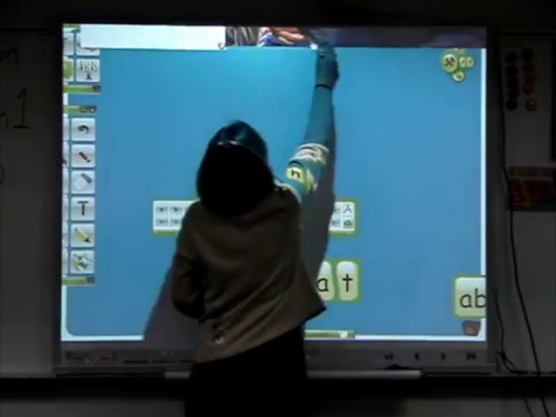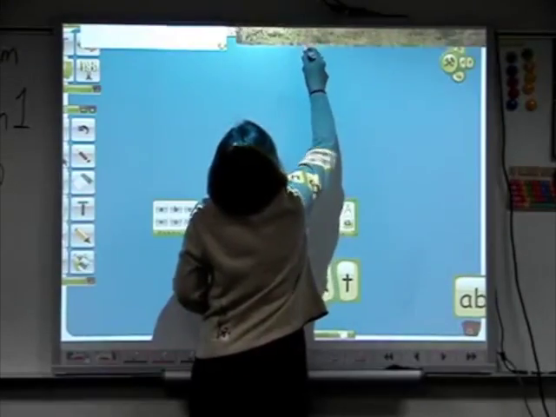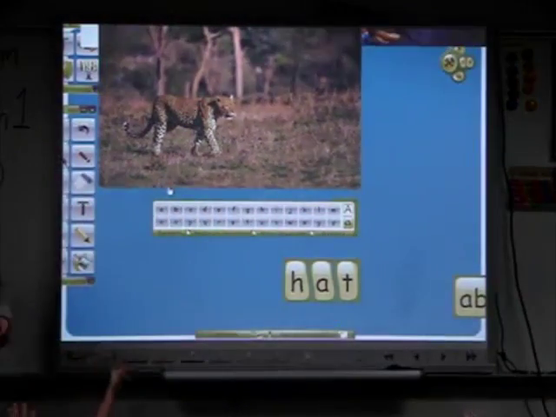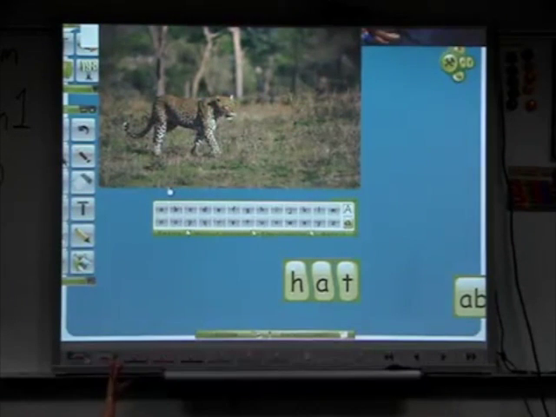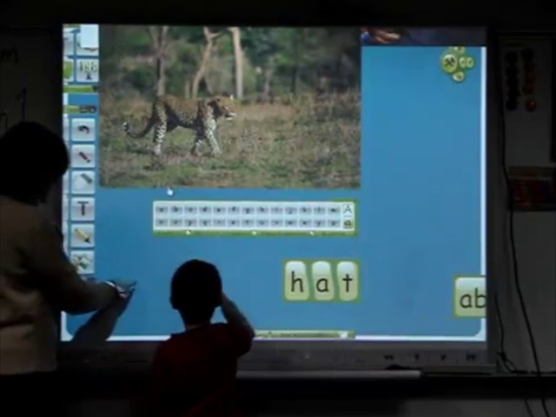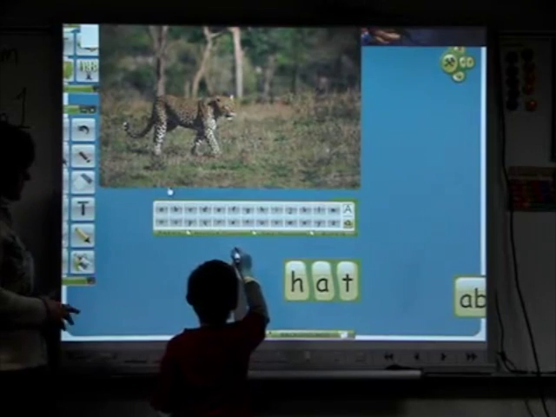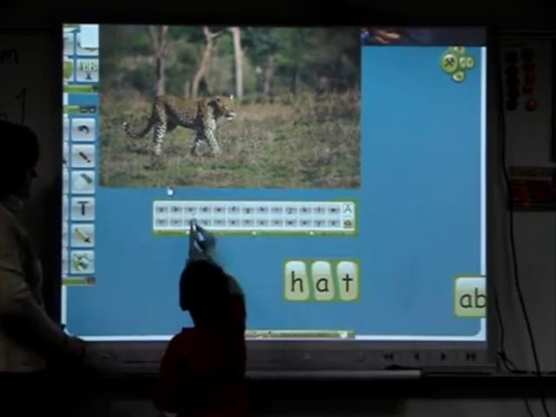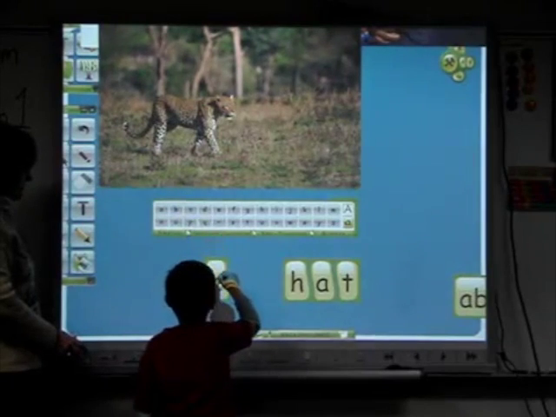Let's see. There's another one up here. What is this? A cheetah. A cheetah, but what kind of animal is the cheetah? A cat. A cat. Can you come up here and show me how you write the word cat? And I'll hold the marker down hard and move it quickly. C. It's over by the D and B. Go hard. Get moving. C.